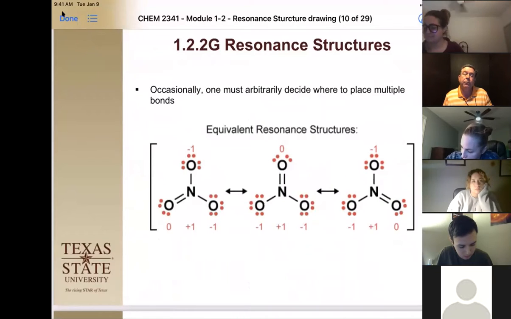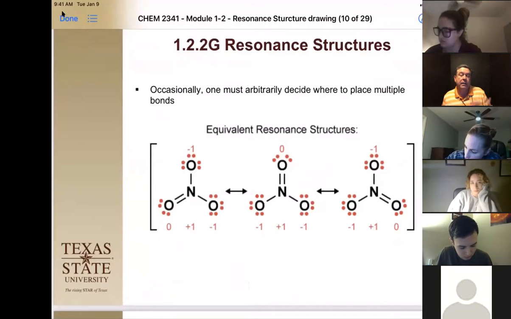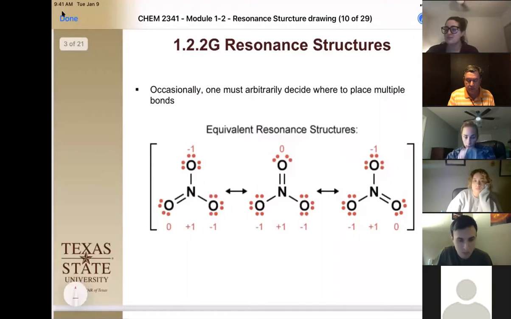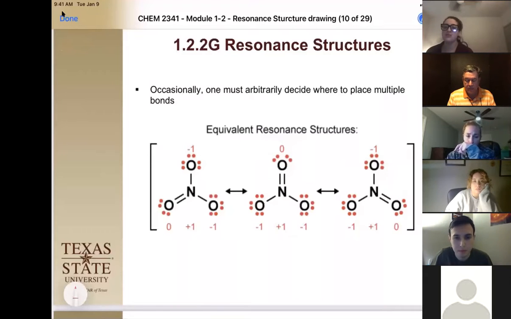Okay, so of course, a resonant structure is just equivalent Lewis dot structures that are different in some way, but all the other things are the same. It has all the same number of bonds, all the same number of electrons, all the same number of attachments. The only difference is where you drew the electrons existing, either as a double bond or as a lone pair.